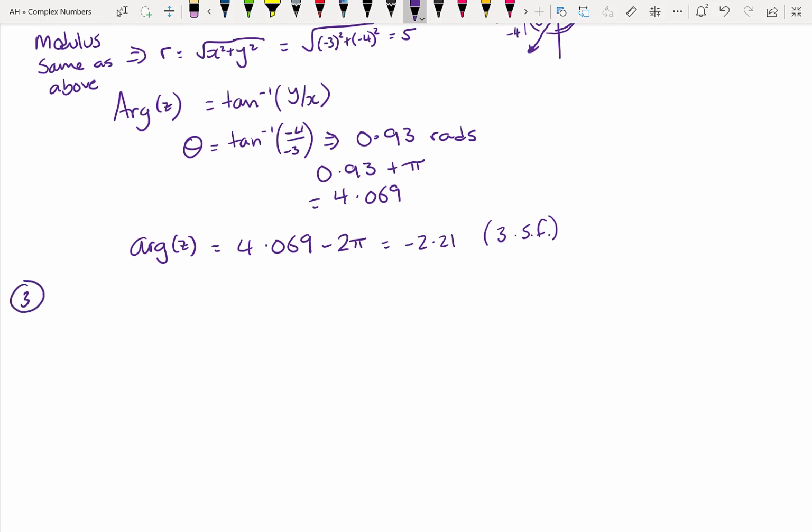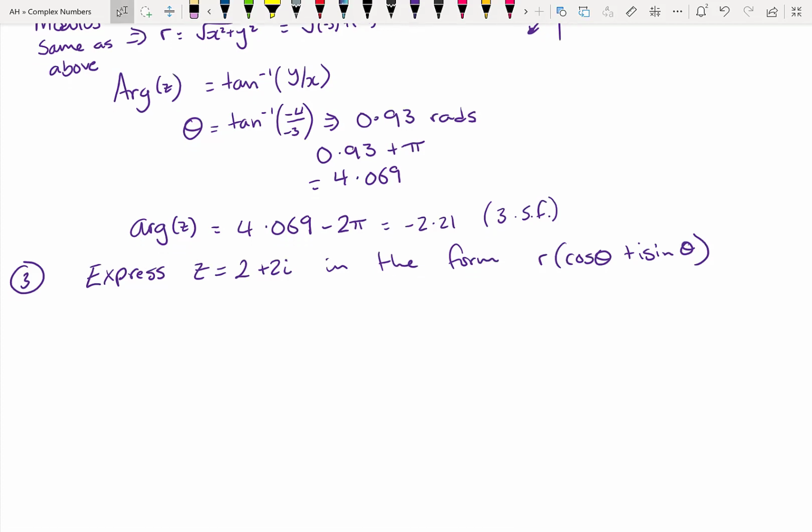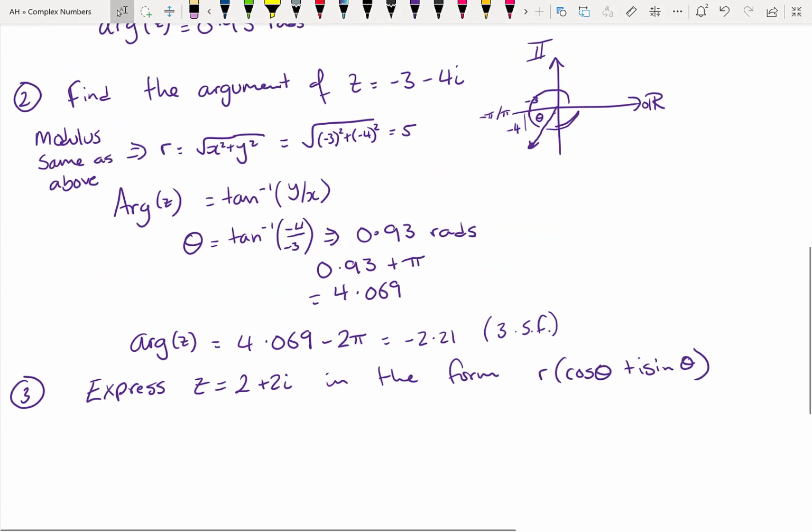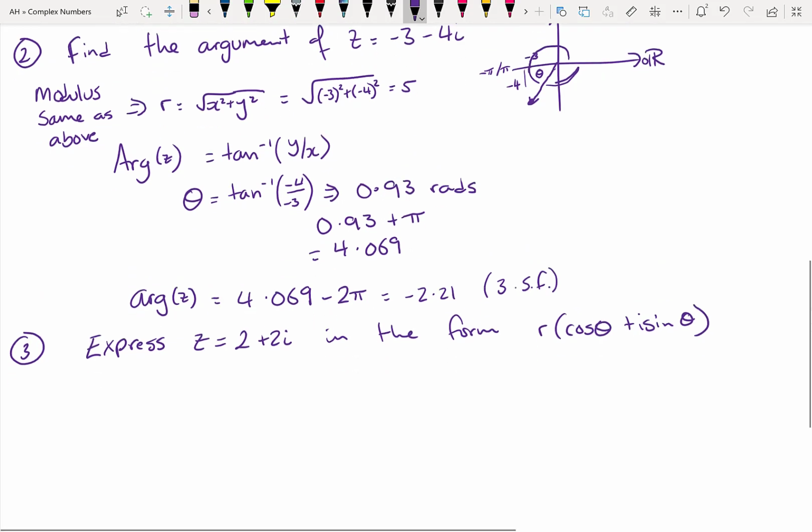Okay, third one. We want to express z equals 2 plus 2i in the form r lots of cos theta plus i sine theta. There you go, you almost even forgot that we'd written that. So two things we need. We need r, we need theta. And so actually it is exactly the same as these other ones where we ask you to find the modulus and the argument, because those are the two parts that we need.